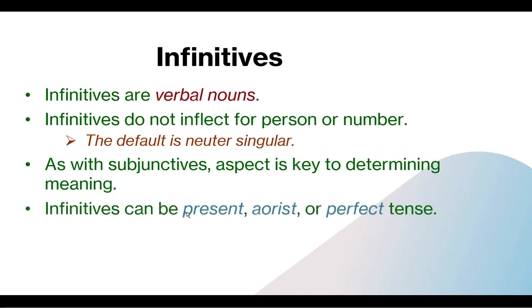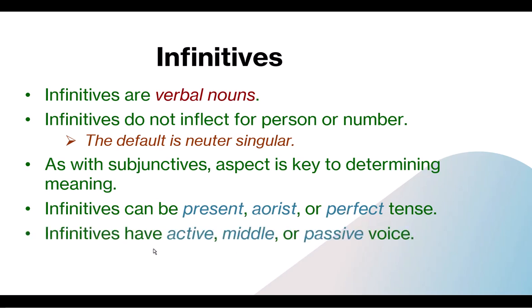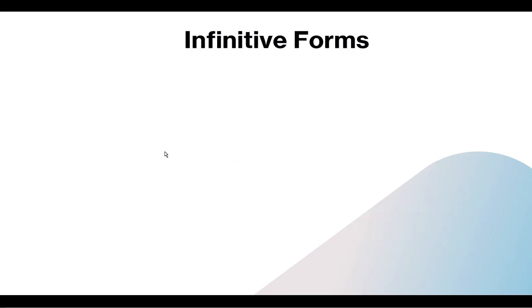Infinitives can be present, aorist, or perfect in their tense. They also have active, middle, and passive voices. In English, we're used to either active or passive. To hit a ball would be active. To be hit by a ball would be passive.